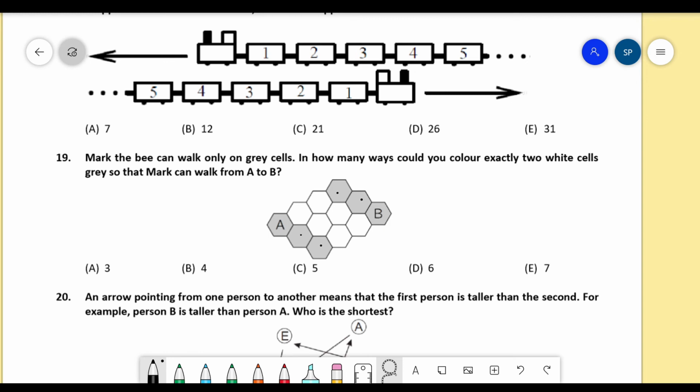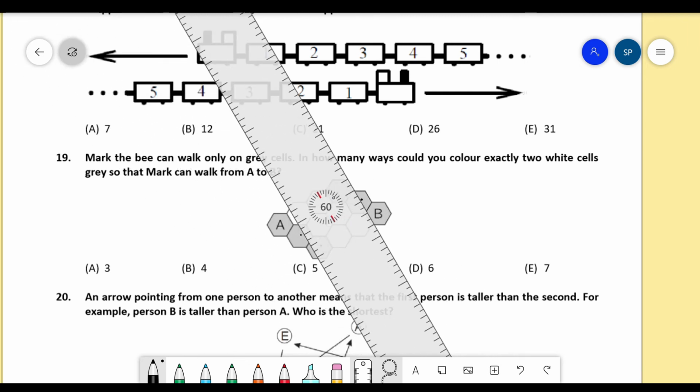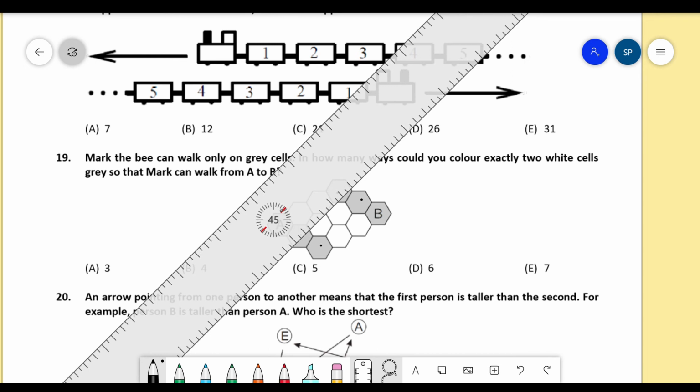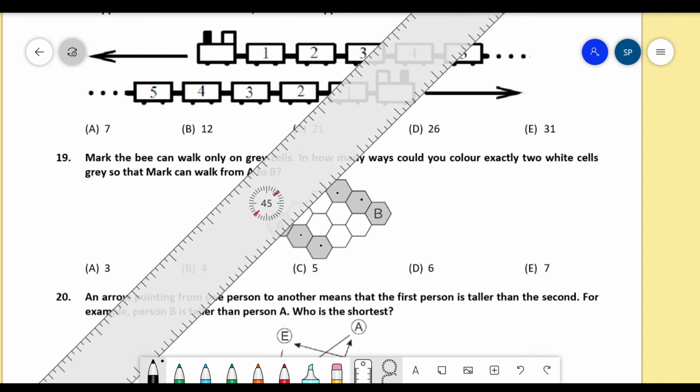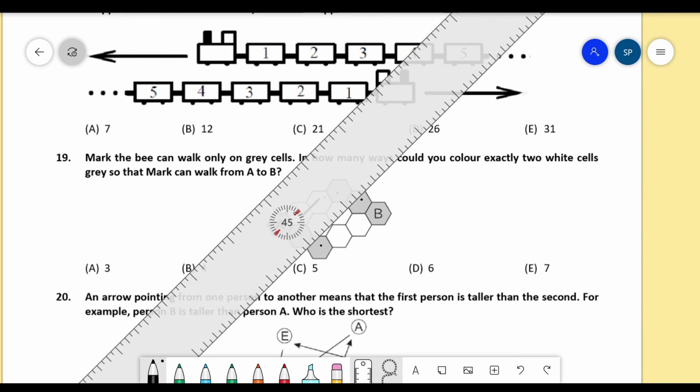So first, for example, let's use a ruler just for the sake of it, something like this angle. Then we're going to make these two, the ones I have a line on, gray. If this one becomes gray and this one becomes gray, that means Mark the Bee can walk all the way from here past this bridge and go down and reach point B, which means that is an option.